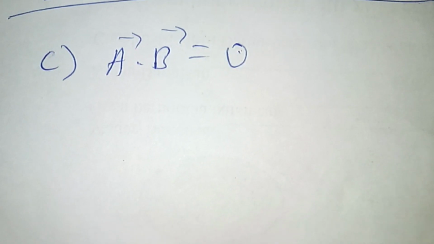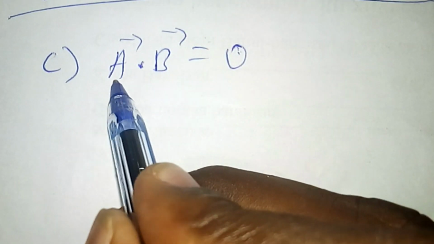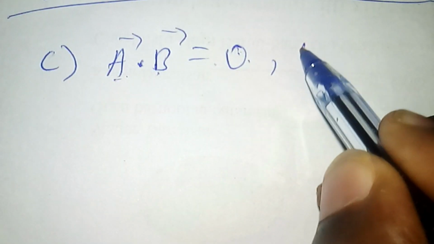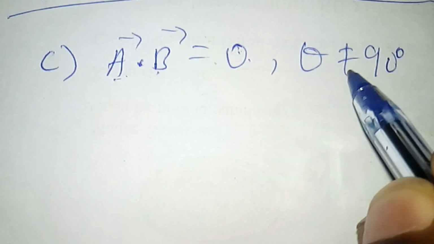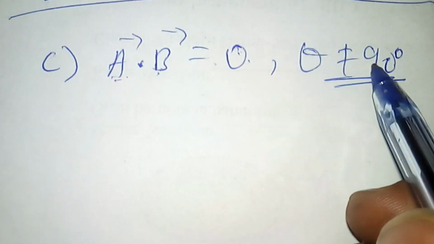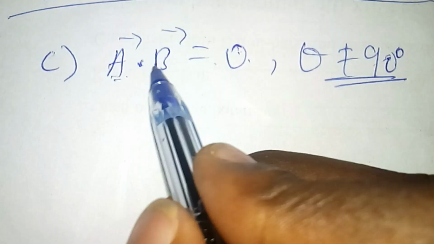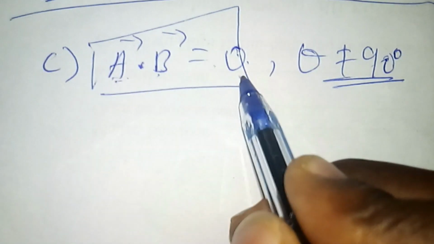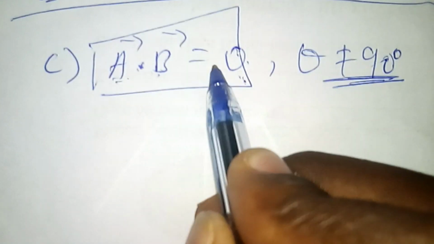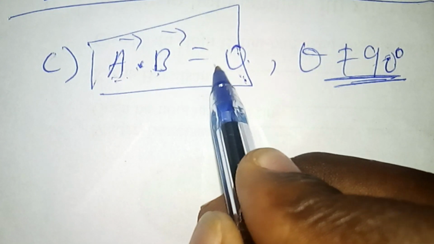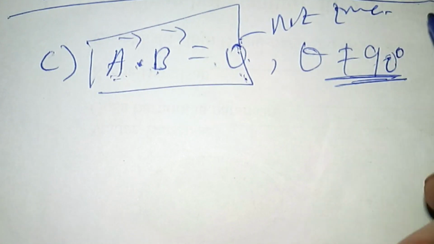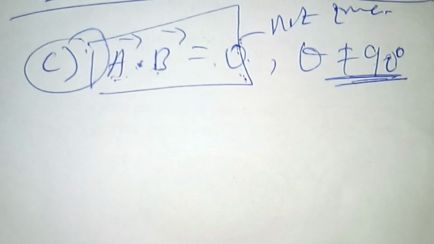So when we come to alternative C, which says A dot B is equal to 0, but the angle between A and B, theta, is different from 90 degrees, as we have said, A and B cannot be orthogonal or perpendicular to each other. So this is not true. It cannot be 0. If theta is different from 90 degrees, the scalar product of A and B cannot be 0. So the only not true answer is alternative C.